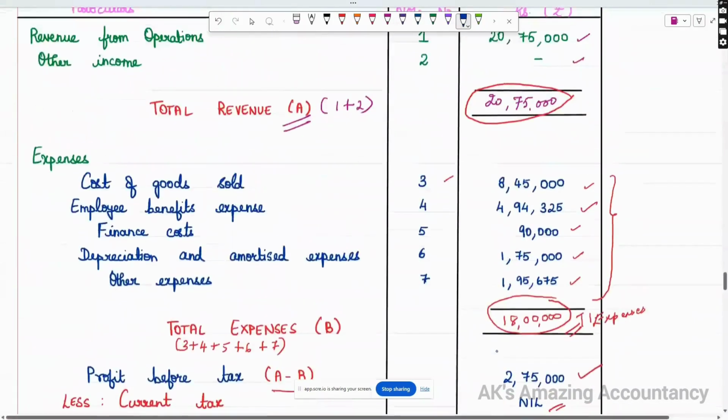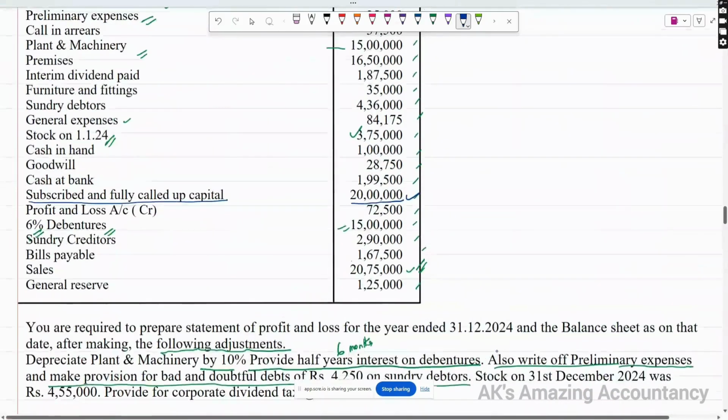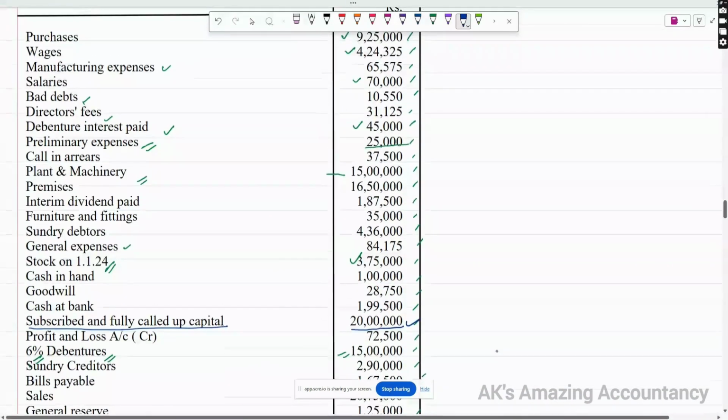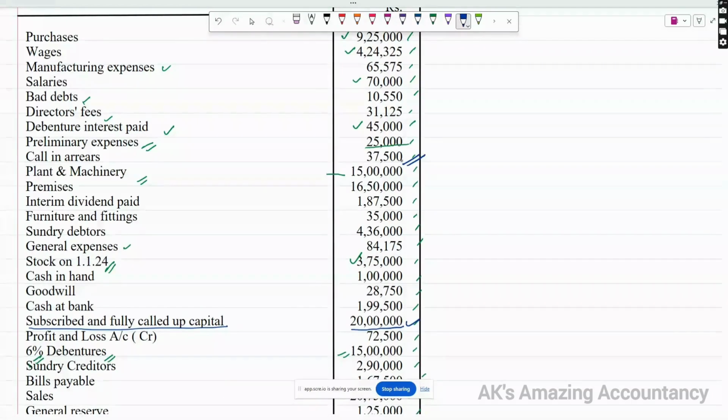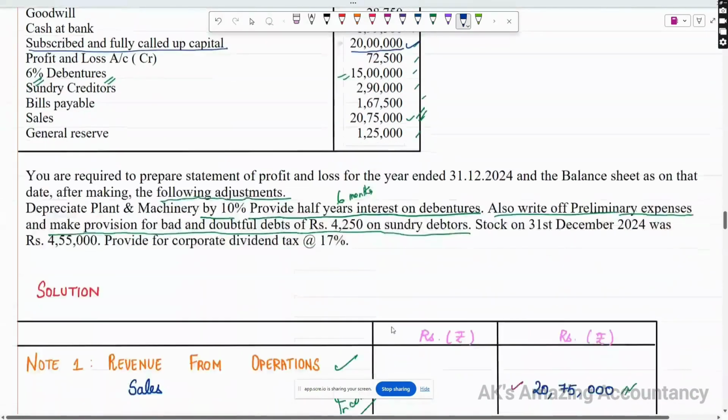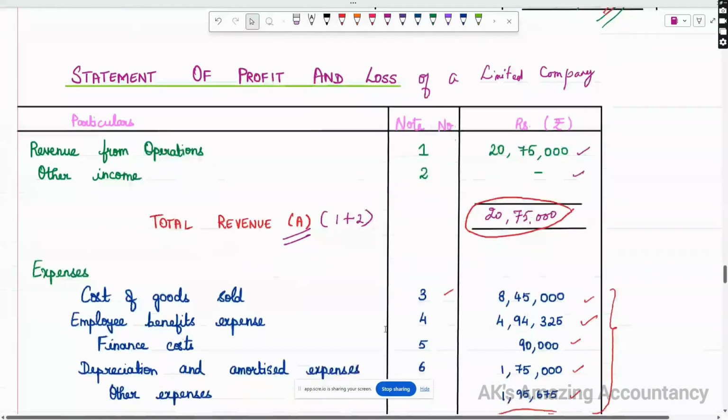37,500 is calls in arrears. It is given in the problem. You can have a look at the problem. Just see the problem, calls in arrears. You are given this amount, 37,500. Okay. So from the capital, deduct 37,500.